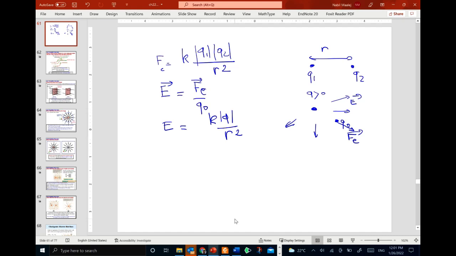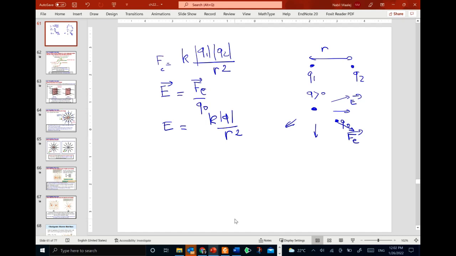And last time we defined the electric field. We said if you have a charge in space, it will create an electric field around it. In order to measure this electric field, we bring a positive test charge and put it in the proximity of this charge and we measure the force. If we divide the force by the test charge, we will get the magnitude of the electric field. And we said the electric field is always pointing away from a positive charge and towards a negative charge.